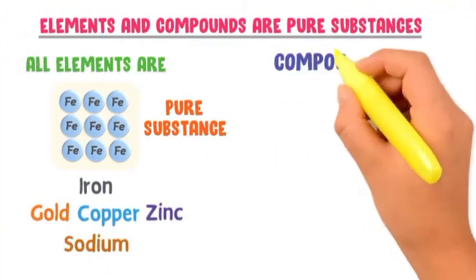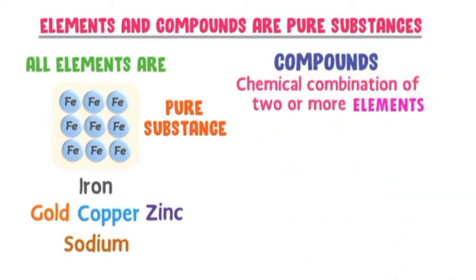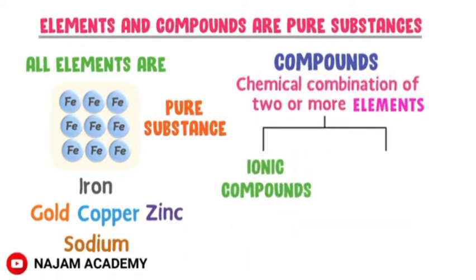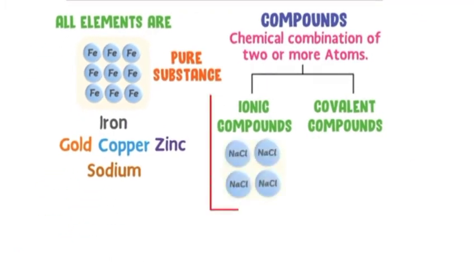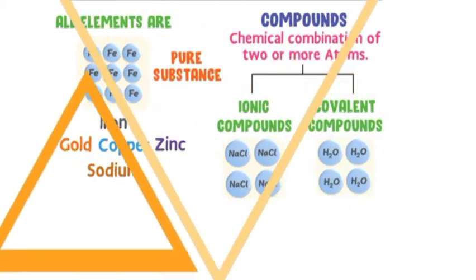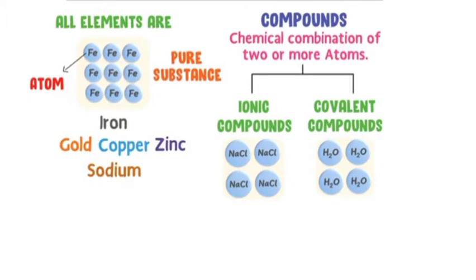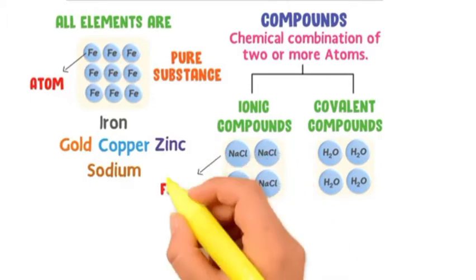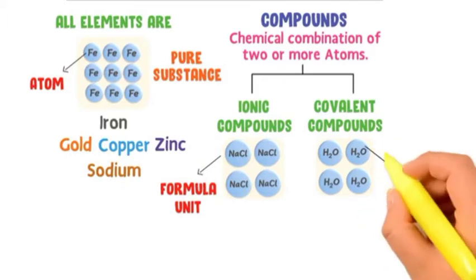We know that compounds are formed from the chemical combination of two or more elements. We have two different types of compounds: ionic compounds and covalent compounds. Table salt or NaCl is an ionic compound. Water is a covalent compound. Now listen carefully. The smallest unit of an iron sheet is an atom. The smallest unit of ionic compounds is a formula unit, and the smallest unit of covalent compounds is a molecule.